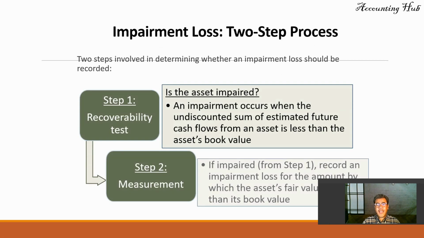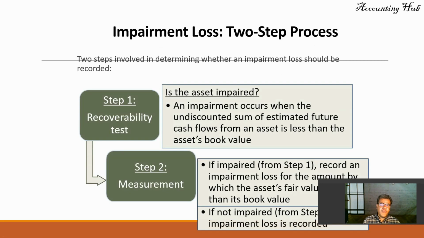And we have a two-step process. Step one, recoverability test. We have no loss here. This step one is only to double check: do we need an impairment test or not? So how do we do that? We compare the book value with the undiscounted sum of estimated future cash flow. So, undiscounted cash flow. We don't bring it to present value.